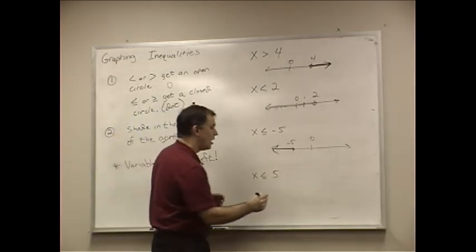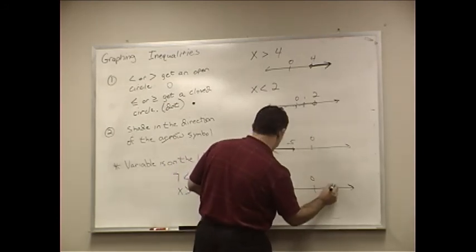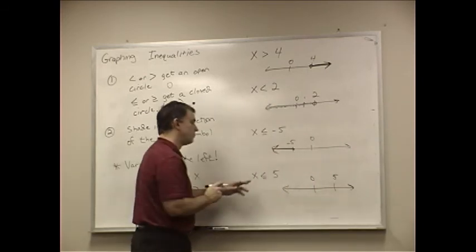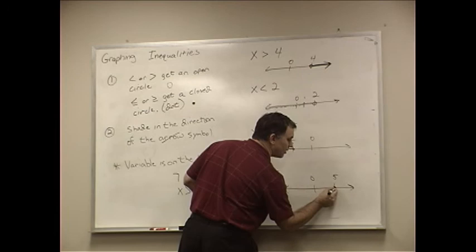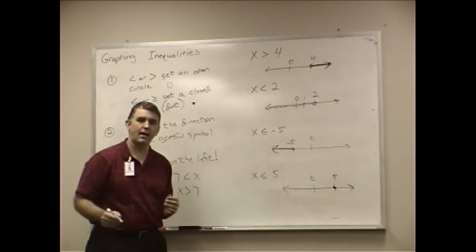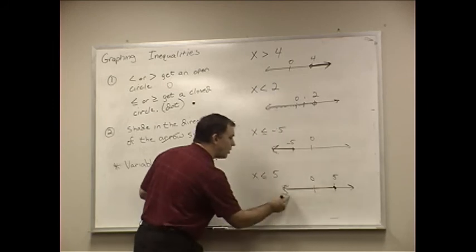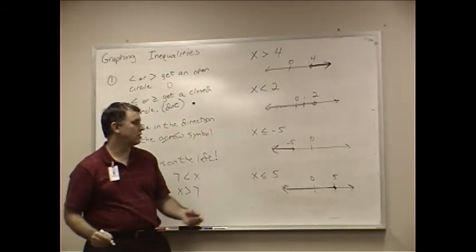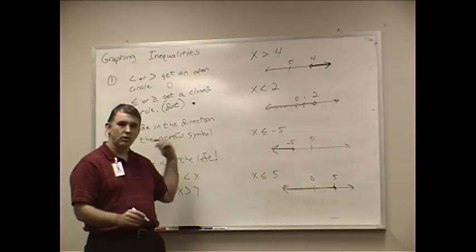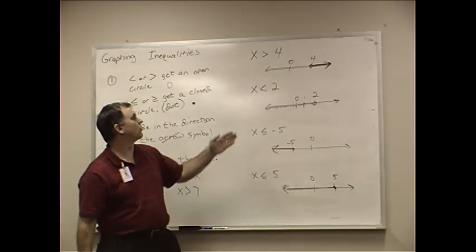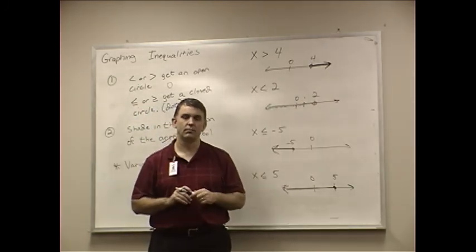The last one, here's 0, here's 5, less than or equal to. So because it's less than or equal to, I'm going to put a dot on the 5. And again, the symbol is pointing to the left, so I'm going to shade to the left. Because it's less than, it's all the numbers that are toward the smaller side. When it's greater than, it's all the numbers that are toward the larger side.